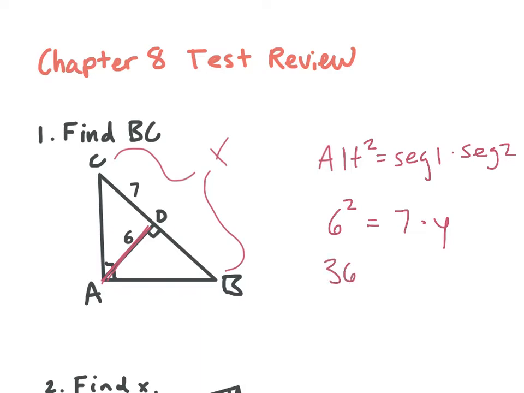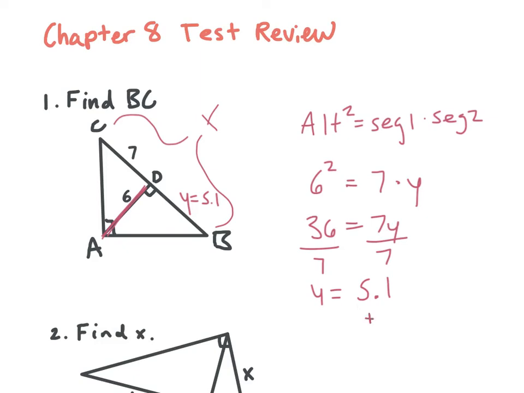So we have 36 is equal to 7y, and then we divide by 7. So what do you guys get for this part that we're calling y? 5.1. So since y is 5.1, how do we find BC? We add 5.1 and 7. And what do we get? 12.1. So x is equal to 12.1. BC is 12.1.